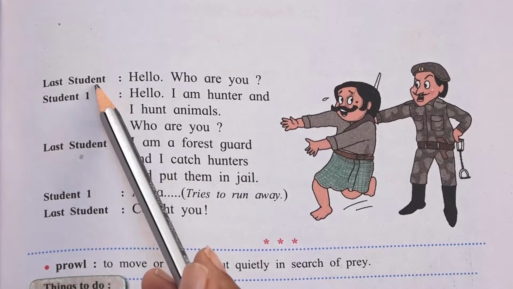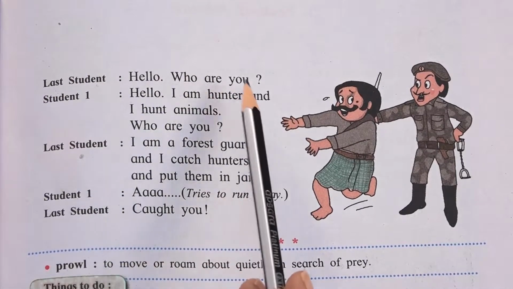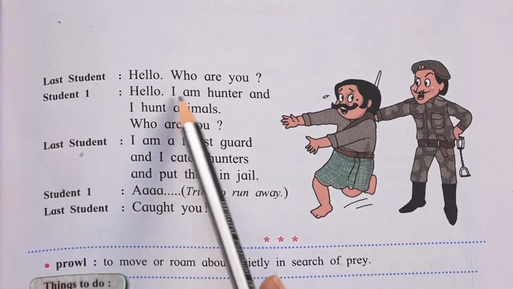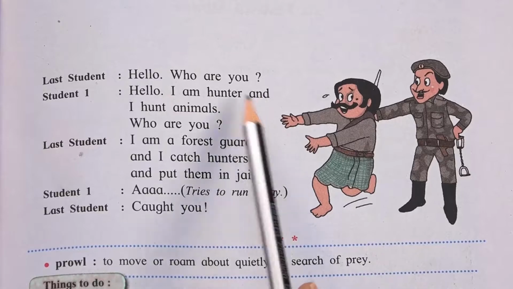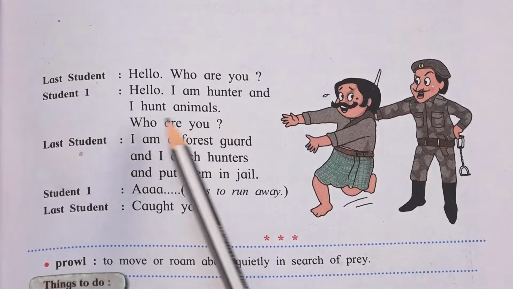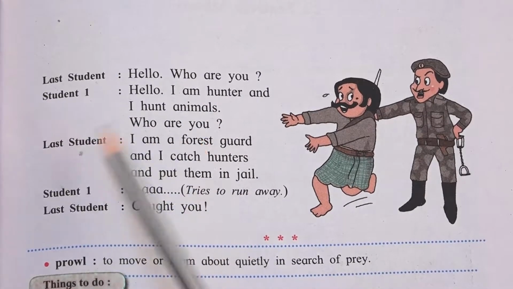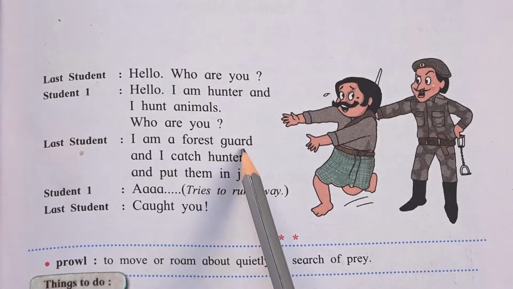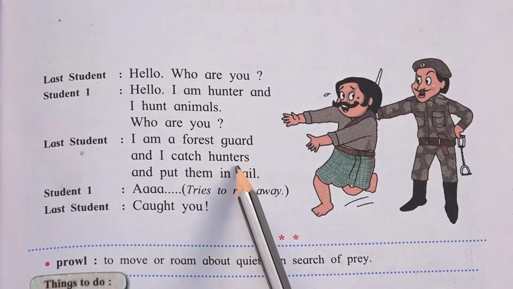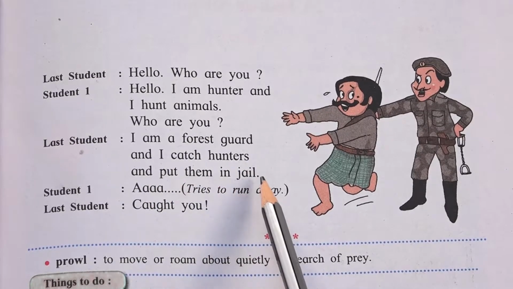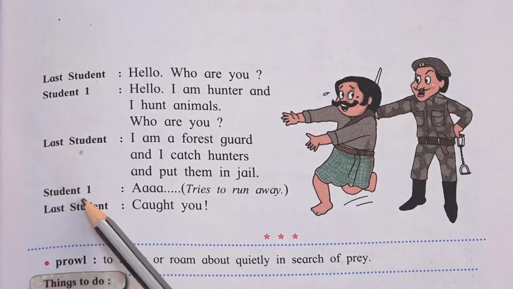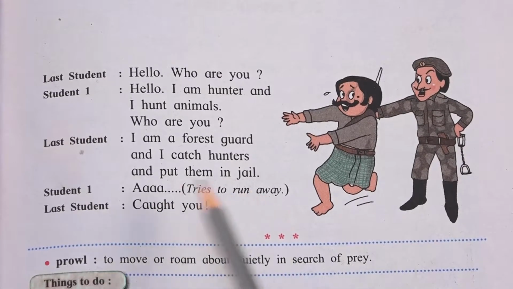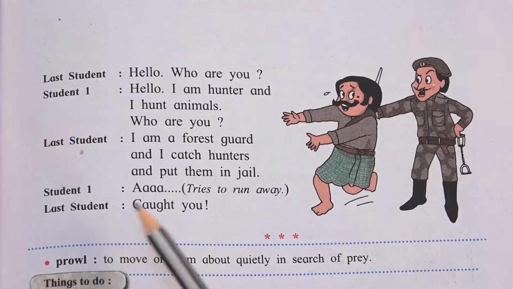Last student. Hello, who are you? Student 1. Hello, I am hunter and I hunt animals. Who are you? Last student. I am a forest guard and I catch hunters and put them in jail. Student 1. Ah! Tries to run away. Last student. Got you!